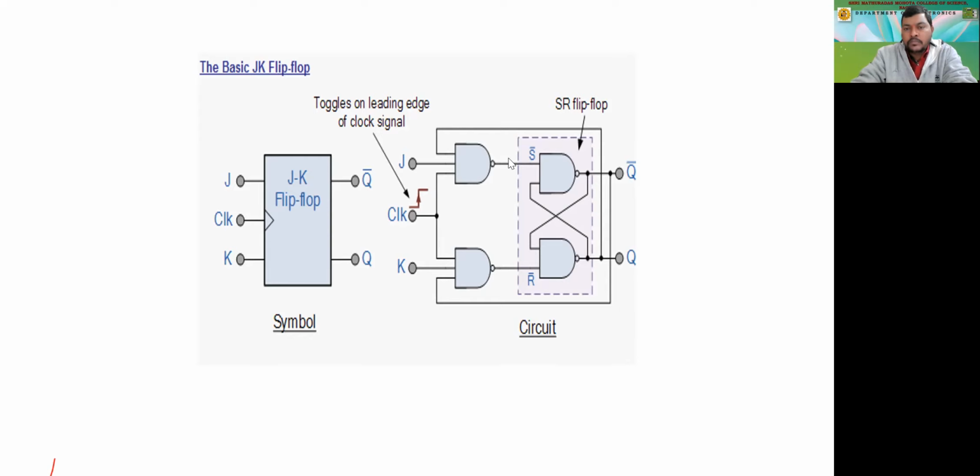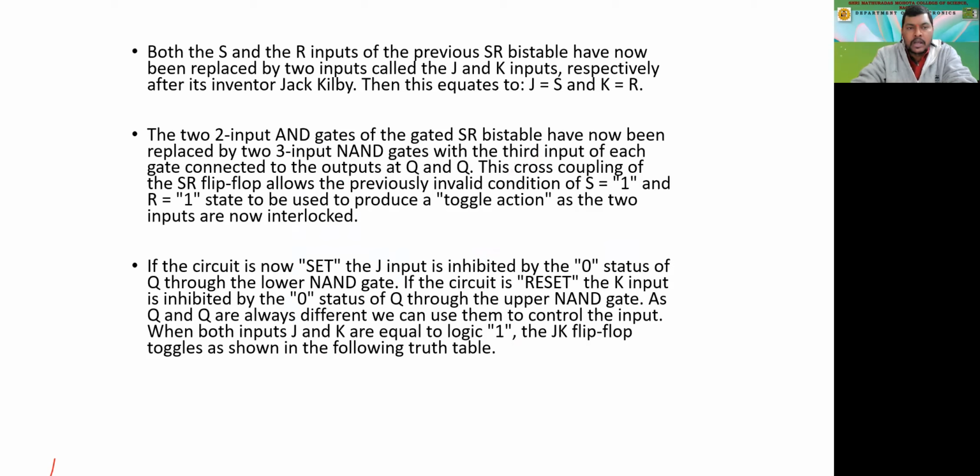Okay. So yahan par uska description likha hua hai. Both S and R inputs of the previous SR bistable have now been replaced by two inputs called J and K inputs respectively, after its inventor Jack Kilby, right? To ye iske naam par diya hai, par hum log usko Jack King hi bolte hain, right? So then this equates to J equal to S and K equal to R.